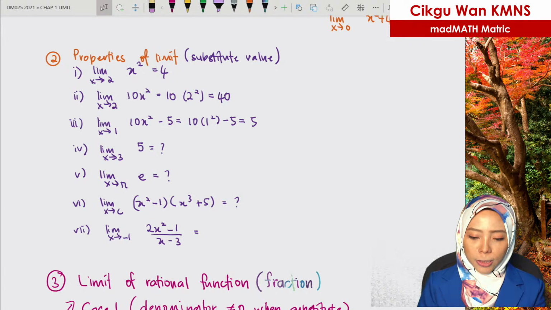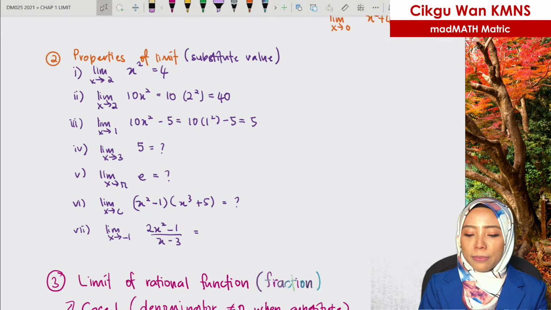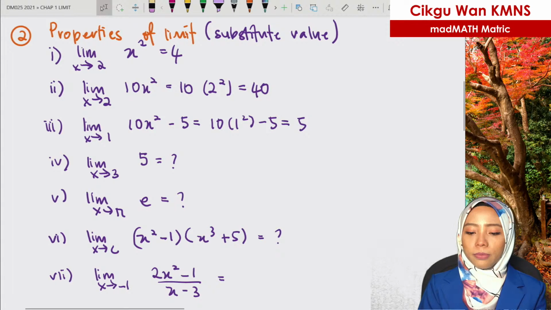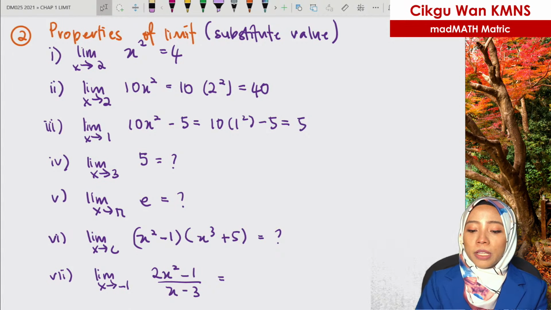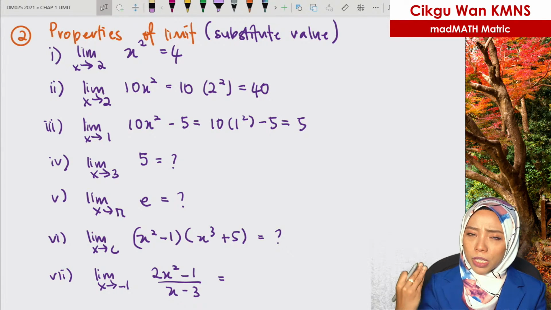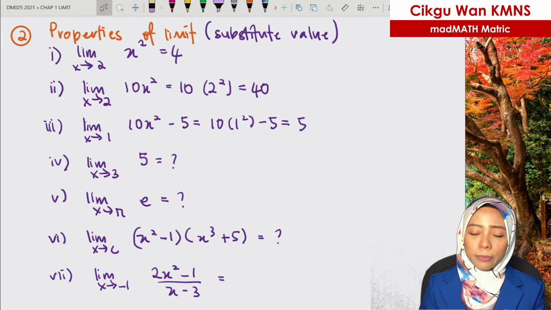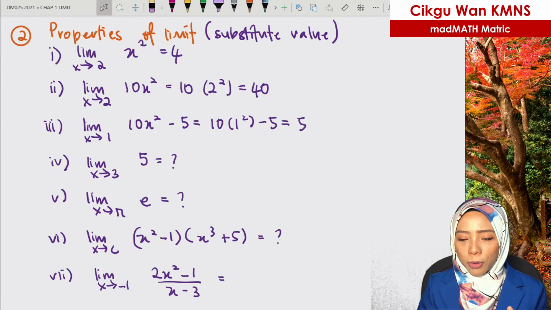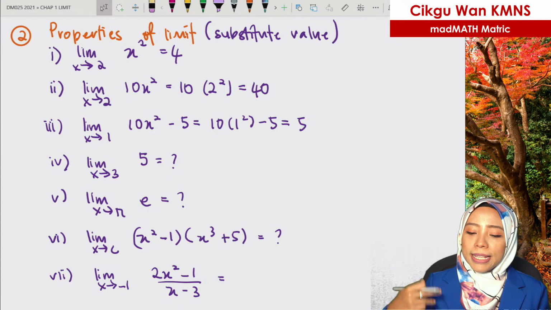Okay, let's continue with properties of limit. If you have no problem with the function, like in a rational function where you are dealing with 0 over 0, which is an indeterminate form, you have to do something about it. But if you have no problem with that, we just straight away substitute.